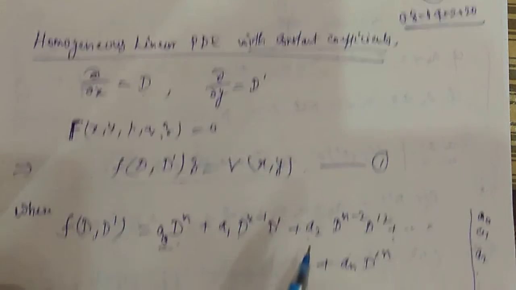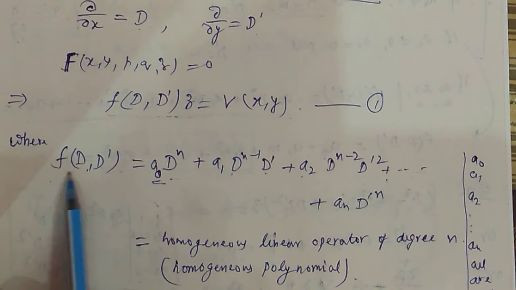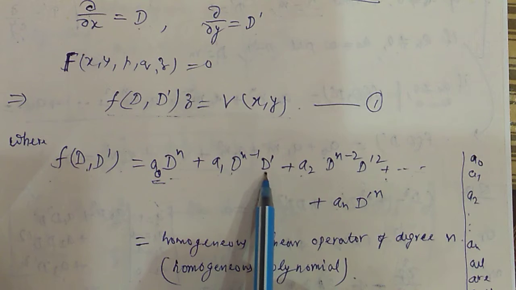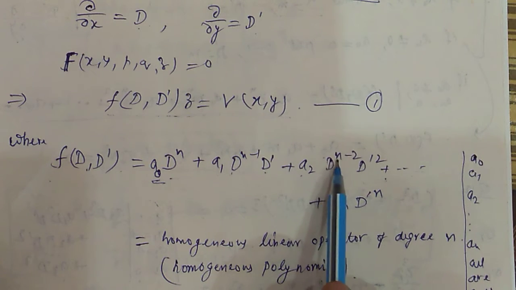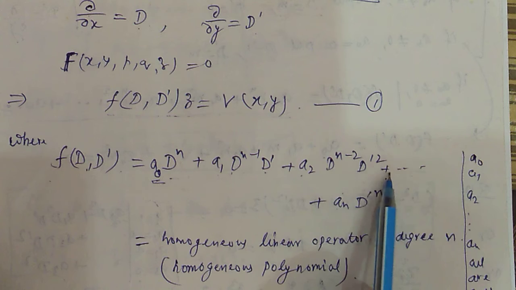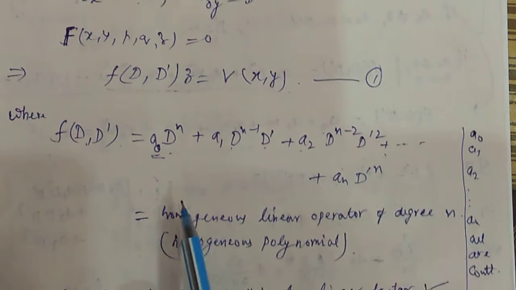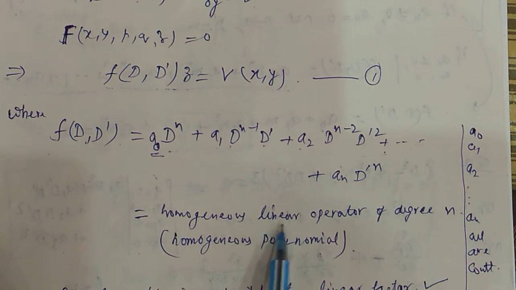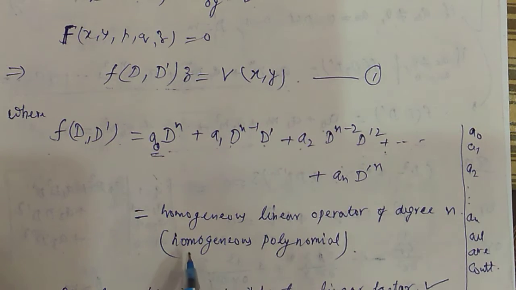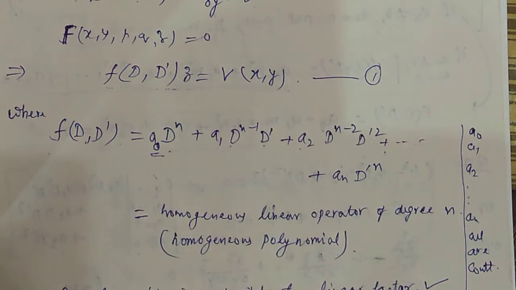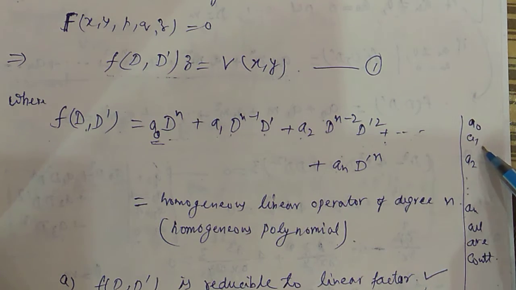Where the function F(D, D dash) we can write like this: a0 D to the power n plus a1 D to the power n minus 1 D dash plus a2 D to the power n minus 2 D dash square, and so on up to an D dash to the power n. This we call a homogeneous linear operator of degree n, that is, it is a homogeneous polynomial in the variables D and D dash, where a0, a1, a2 up to an are all constants.